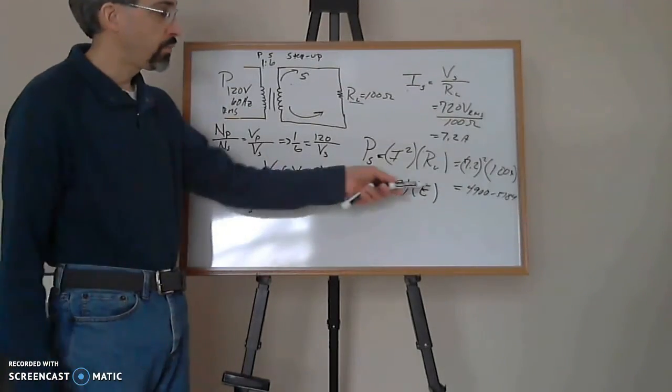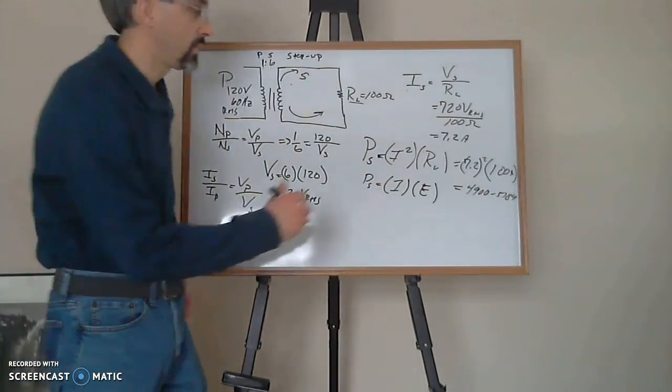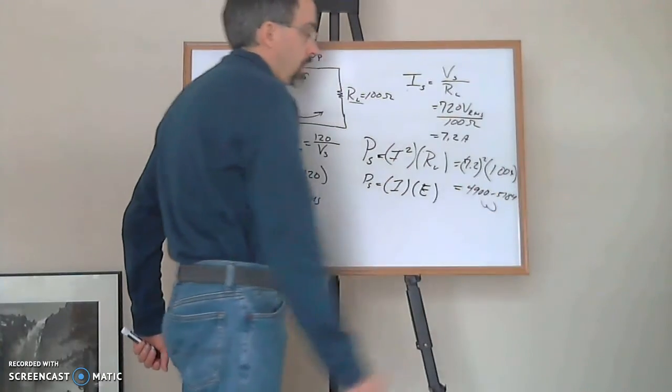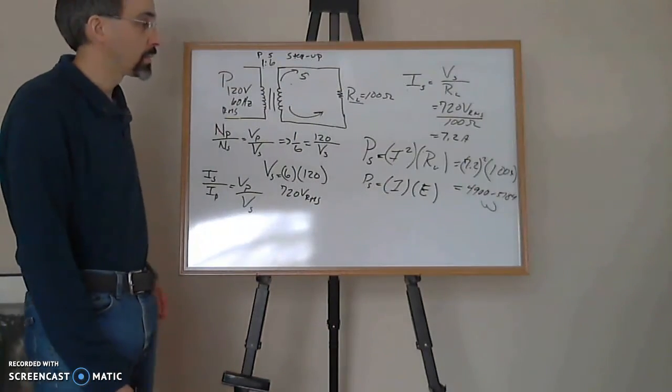So basically, 4,900 to 5,184 watts. And that's watts of power on this side. So that is step up, step down transformers.